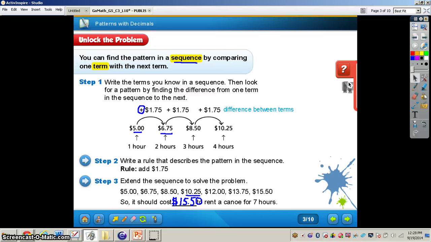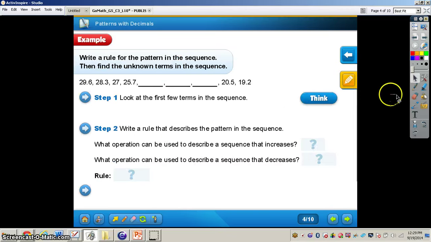You can see that the terms are increasing. Pretty obvious there. Therefore, since they're increasing, the rule is going to include addition. Okay, let's take a look at another one on page 144. It says write a rule for the pattern in the sequence, then find the unknown terms in the sequence. Okay, so we have 29 and 6/10, 28 and 3/10, 27, 25 and 7/10.